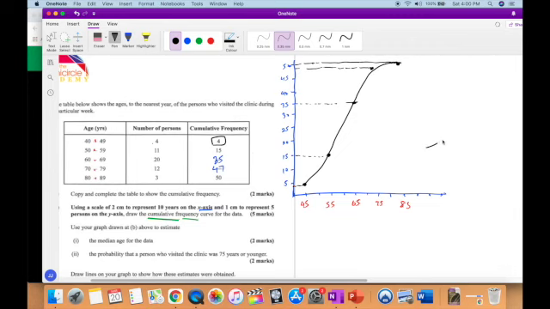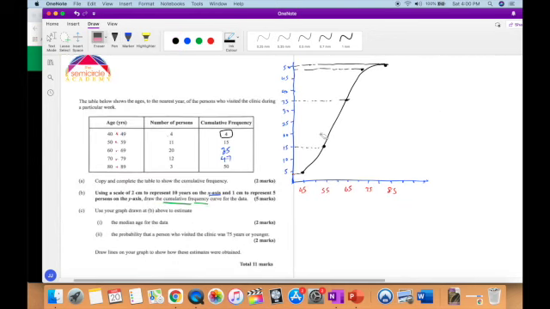A cumulative frequency curve does definitely look like that when it comes to tapering off at the top there. Because 20 is just the highest frequency in terms of the age. That is the most; most people were around that age.